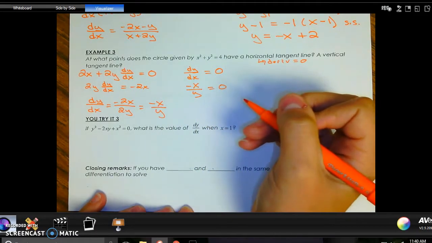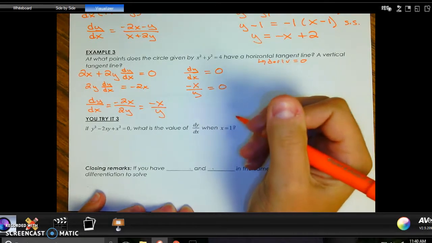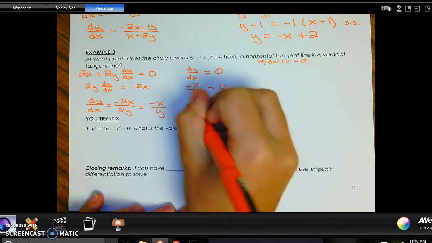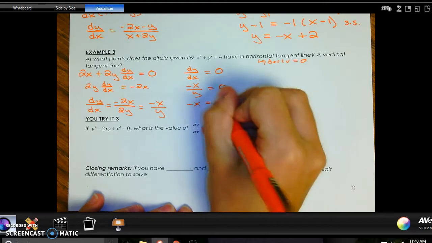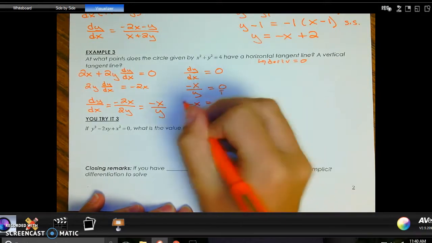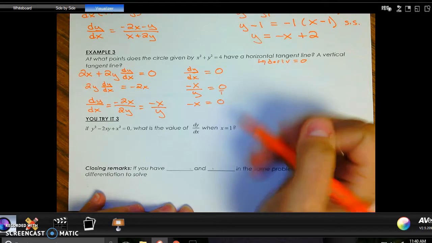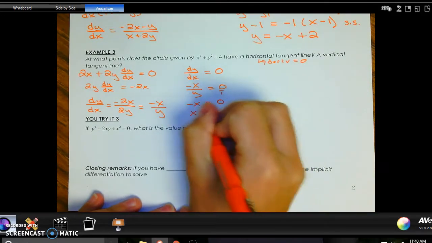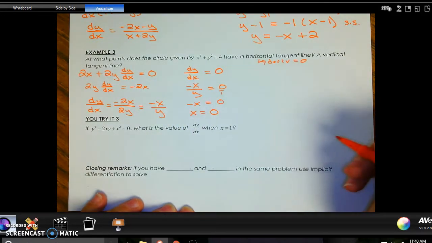Well, when is that going to happen? Basically, if you multiply both sides, you would end up with negative x equals 0, right? Think about it like this. Cross multiply, you get negative x equals 0, and divide by negative 1. That's going to happen when x equals 0. And now I need to figure out what's going on at x equals 0.